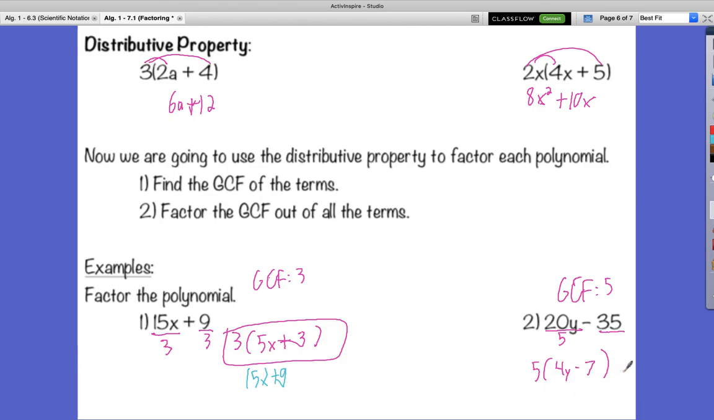And if we were to go back through and distribute, we can check. 5 times 4y, 20y. 5 times negative 7, negative 35. Yes, that is our answer. Okay. Questions on that? Okay. Let's continue on.